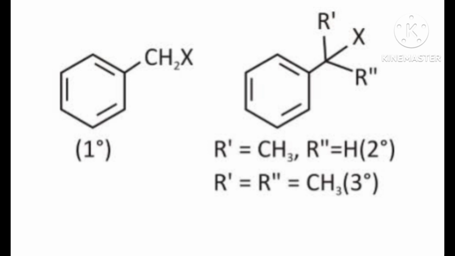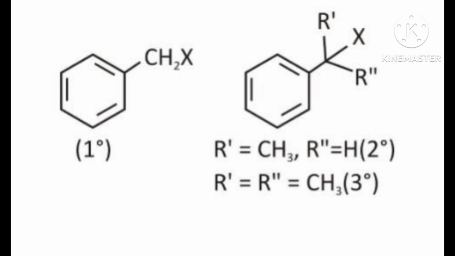benzylic halides are the compounds in which the halogen atom is bonded to an sp3 hybridized carbon atom next to an aromatic ring. Correct? Means the aromatic ring is there, the 6 carbon ring. With that, suppose one more carbon is attached. By removing one hydrogen, one carbon is attached. Correct? Methyl group, suppose it is attached.